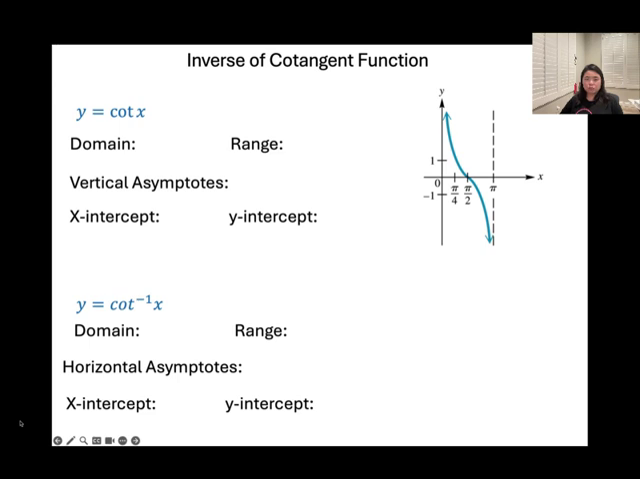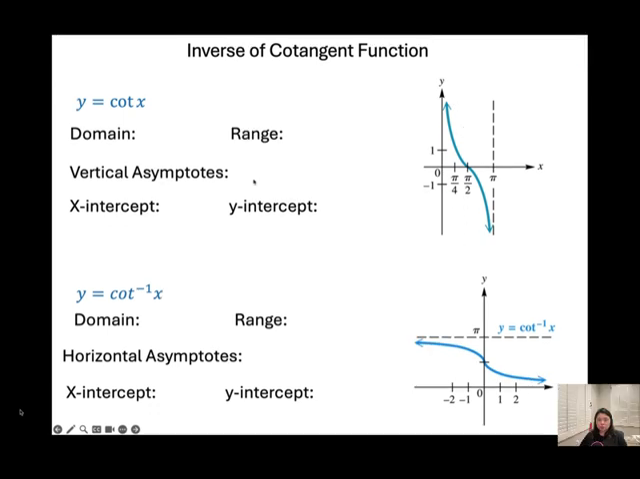Inverse of cotangent functions. So I have you guys restrict the domain already. So that will be from 0 to pi, and this is the graph of y equal to cotangent x. And then this is gonna be the inverse of cotangent x. I want you guys to try to fill in all this information. First, y equal to cotangent x, what is the domain? What is the range? What is the vertical asymptote, x-intercept and y-intercept?